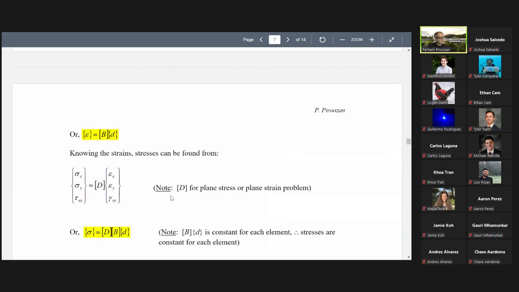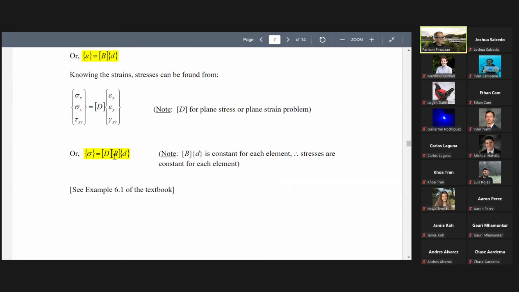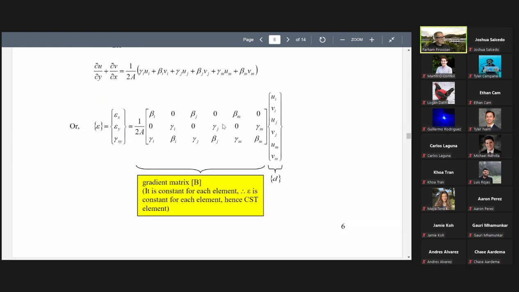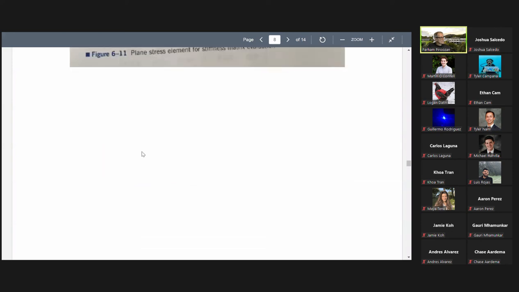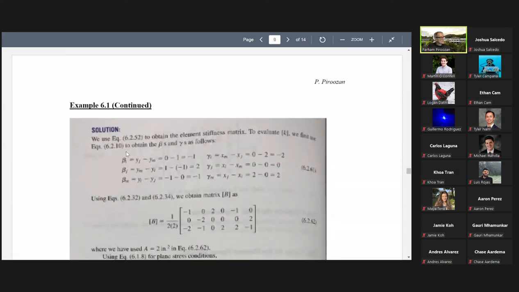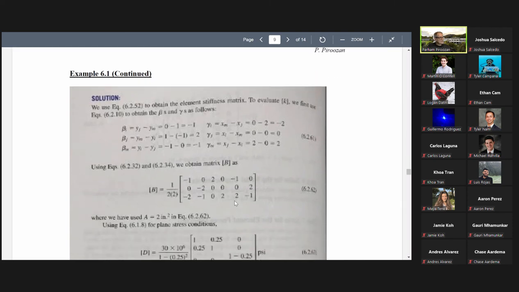Well, to find the stresses, we use this formula: sigma is D B d. D is the material matrix, and this B is this matrix. We need to find it. These are all betas and gammas. Beta I is Yj minus Ym, so we know the coordinates and can subtract them. This is beta I, this is beta J, this is beta M, and gamma is the same. So our B matrix is this.